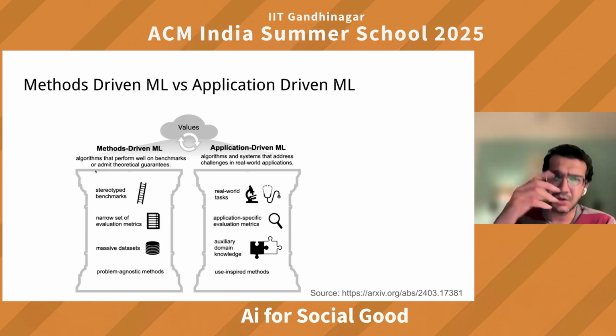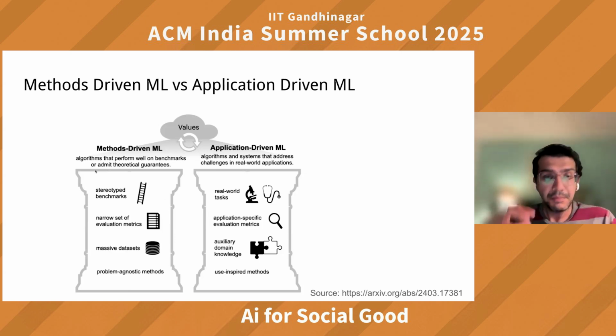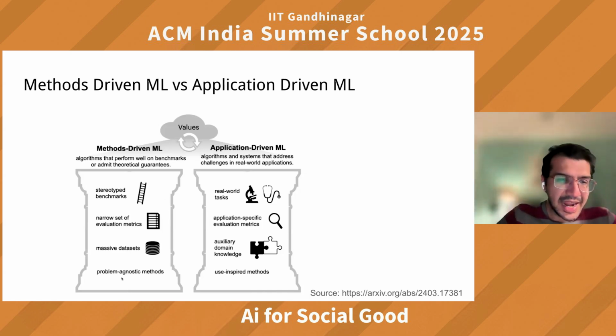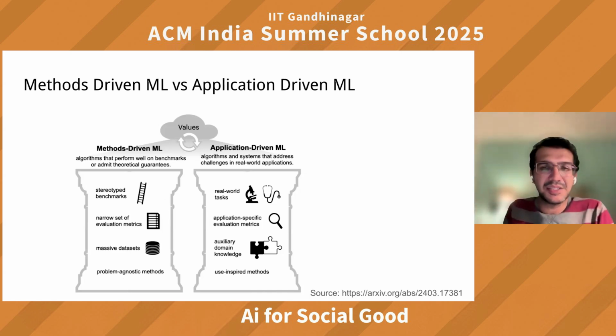Which is on the left side, right? It's algorithmic development, theoretical understanding, but typically these things, even in LLMs' case these days, this is the problem. These are on stereotype benchmarks, narrow sets, massive data sets, and it's generally problem agnostic, right? So for example, ImageNet is just internet cat data, right? But it's not really specific to anything that I want to work on.